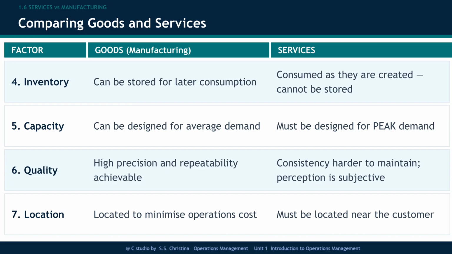Quality. In manufacturing, you can achieve extraordinary precision through automation and process control. You can measure a component to fractions of a millimeter. Service quality is harder to define and harder to control because human performance varies and because customer perception of quality is subjective. Location. A car factory can be built wherever land, labor, and logistics are cheapest. A retail bank branch, a hospital, a restaurant must be located where the customers are.